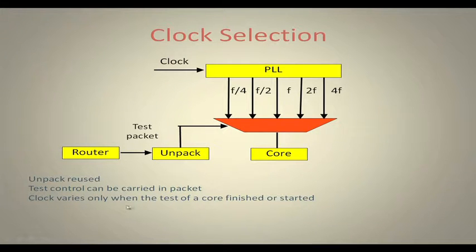So, test control can be carried in packet, and clock varies only when the test of a core is finished or started. So, this can be done. When a particular test pattern has been applied, then only we can do the thing, or we can divide the whole testing of a core into several sessions, and define the session boundaries, and at the session boundaries only this clock changeover can take place. Of course, otherwise there will be problem in the synchronization.